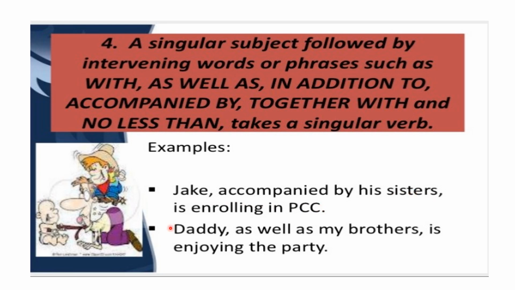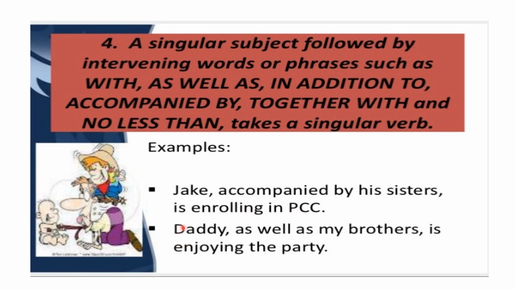You cannot say sisters are enrolling. It's not Jake and his sisters. It is Jake is enrolling. So the rule says that if a singular subject is followed by this phrase accompanied by, then you will use a singular verb. Therefore, you have used the singular verb is. You cannot say Jake accompanied by his sisters are enrolling in PCC. That is wrong. It has to be Jake accompanied by his sisters is enrolling in PCC.